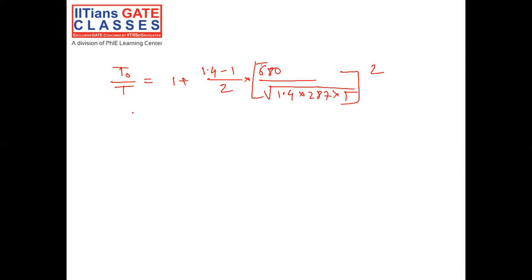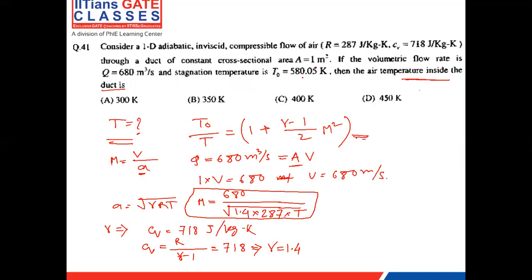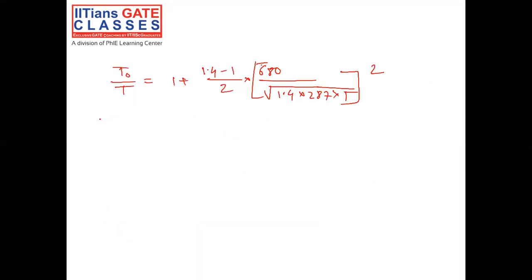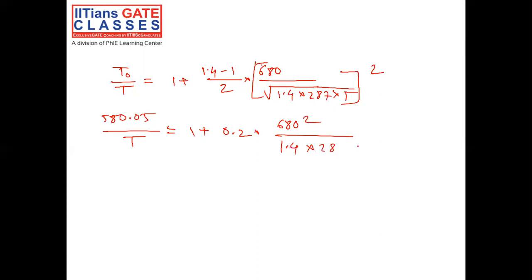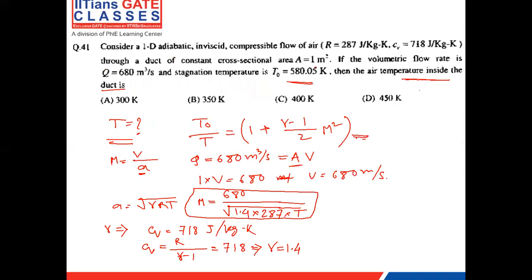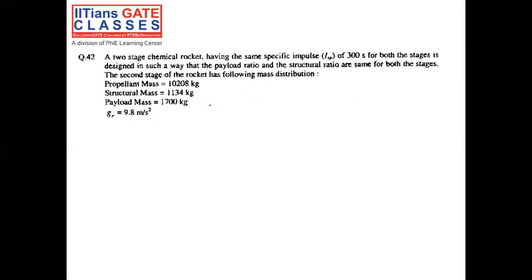Now the value of T naught is also given. The value of T naught is given as 580. So we substitute this: 580 divided by T equals 1 plus 0.2 into 680 square by 1.4 into 287 into T. Now if we just solve this equation, we'll find the value of T as 350 Kelvin. So this is the answer. The air temperature inside the duct is 350 Kelvin, option B. Next question.